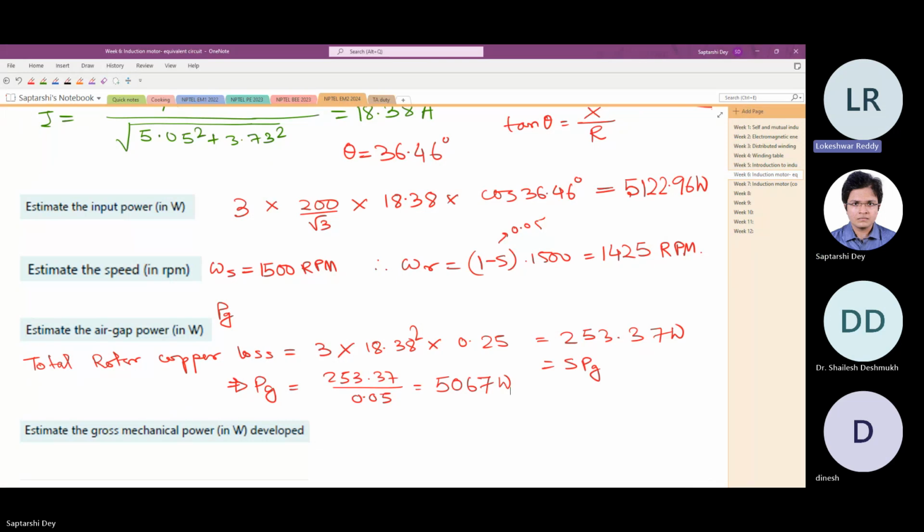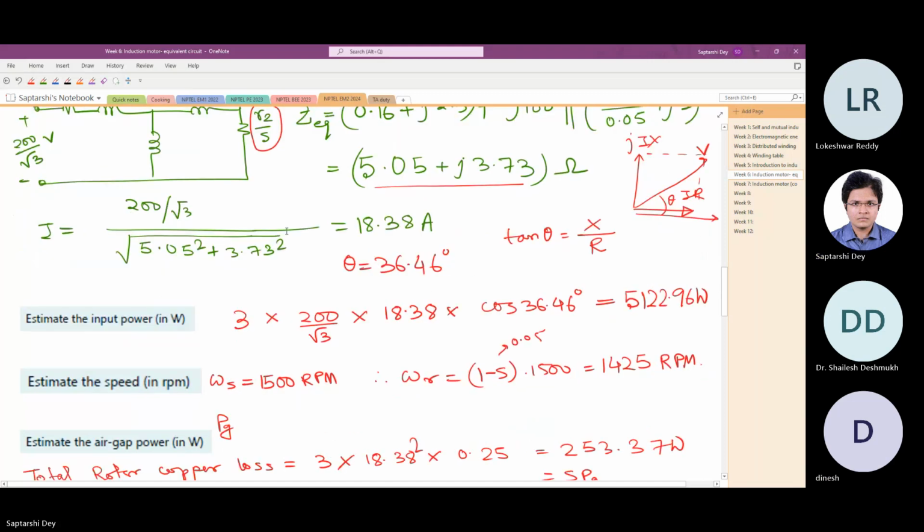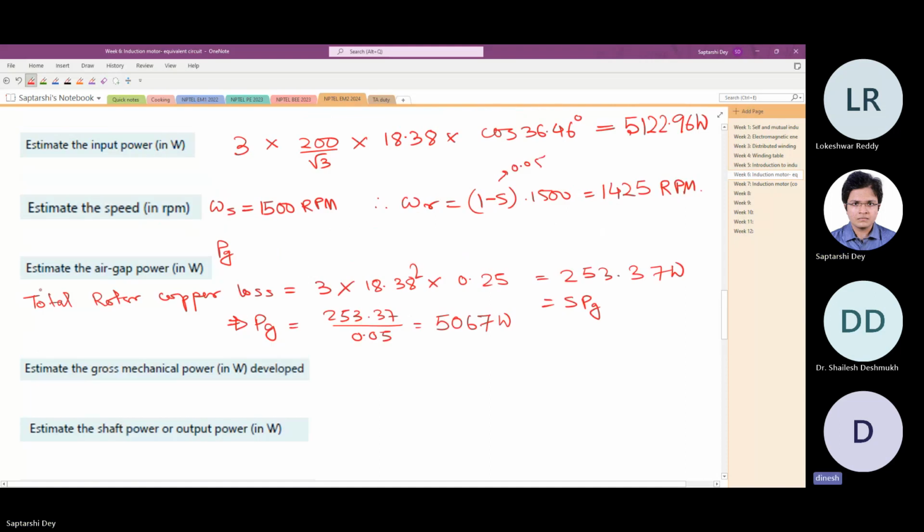Sir, one small doubt. Here, 18.38 is the total current drawn from the supply. Sir, it does not flow through the rotor. The rotor current is different, I think. Oh yes, true, true. This is not the rotor current, sorry. We have to do it from the input side. The rotor current, we have to find I1, I2. Yes, we have to find out the branch currents.